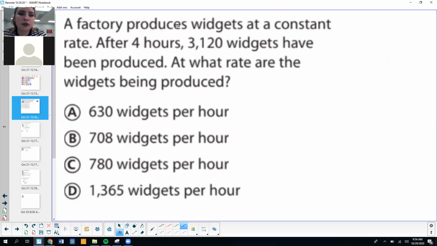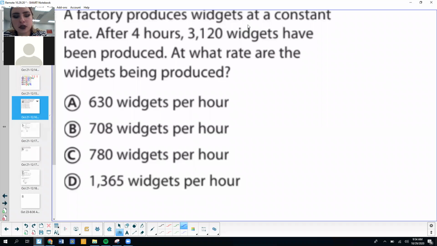All right, a factory produces widgets. If you don't know what a widget is, it's kind of like a piece of metal. So a factory is producing these pieces of metal to work with, like with tools and stuff. So a factory produces widgets at a constant rate. After 4 hours, 3,120 widgets have been produced. At what rate are the widgets being produced?